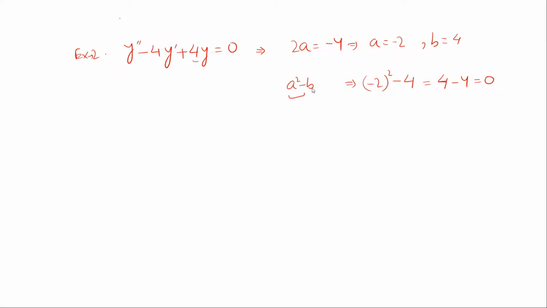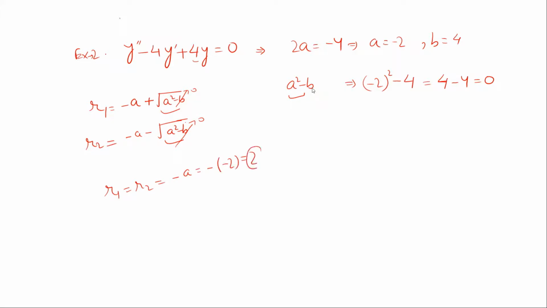So r1 we know is -a + √(a² - b), and r2 was -a - √(a² - b). So a² - b here is 0, as we have seen. So r1 = r2 = -a, that is -(-2) = +2. So both roots are identical and real.